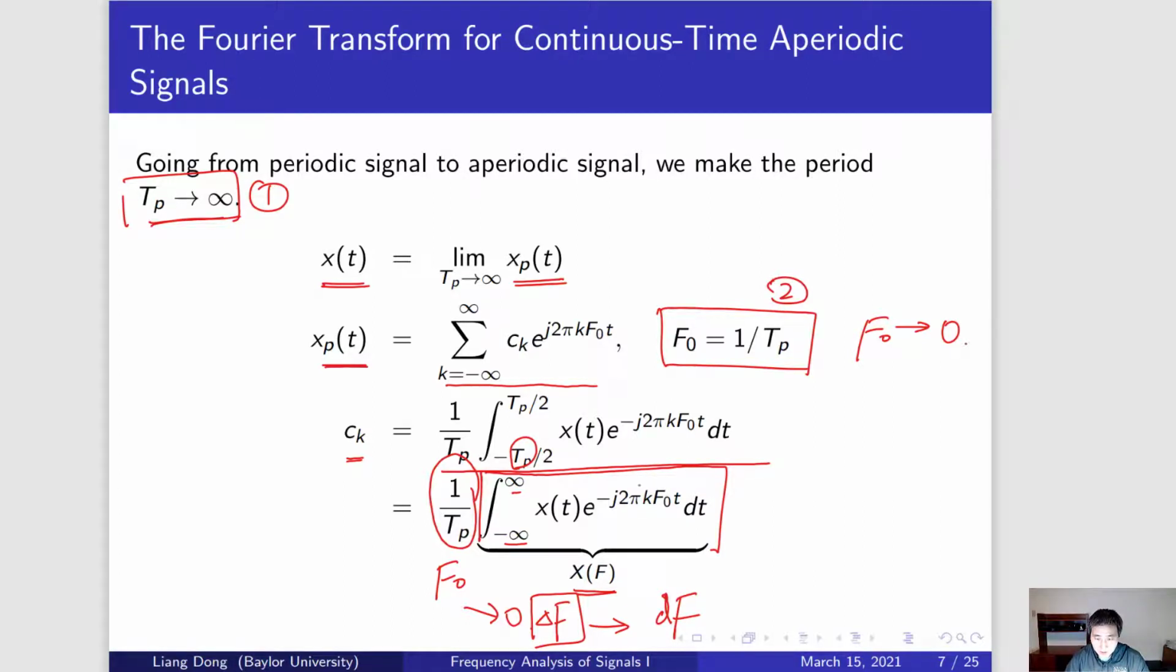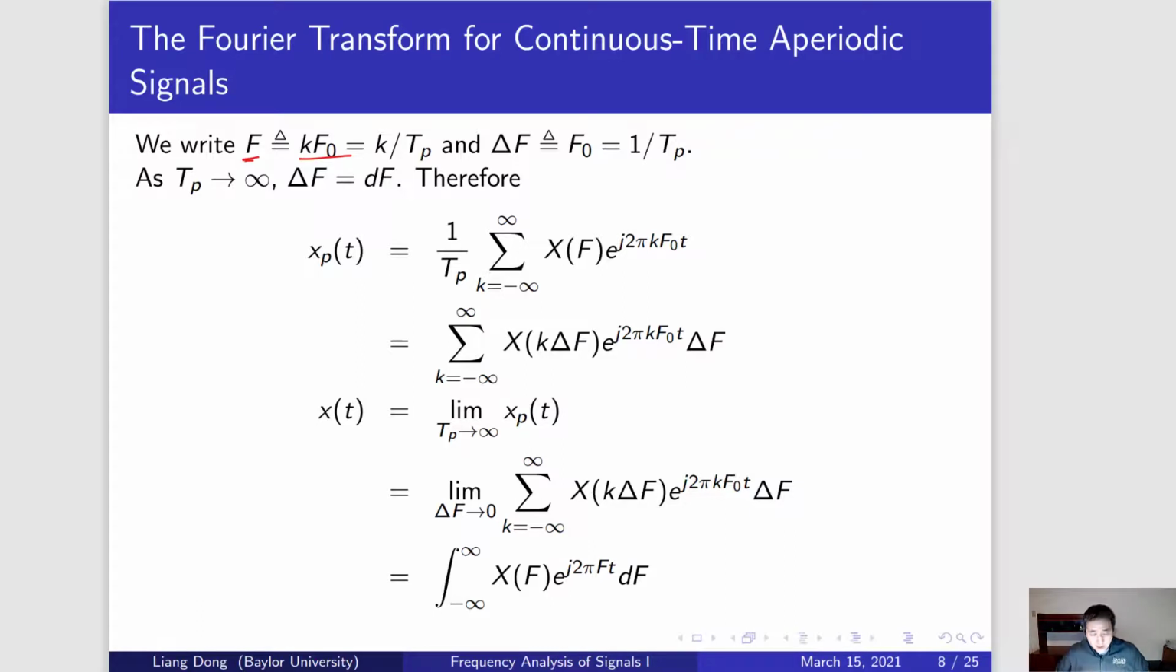And the third part is here. We have k f0. k f0 are those harmonic frequencies. Because f0 becomes smaller and smaller, I'm counting how many f0s I have using the counter k. When this becomes very small, eventually this will give me a continuous variable. Everything is connected, so I'm using a continuous variable, capital F, to replace k f0. So this is the third part.